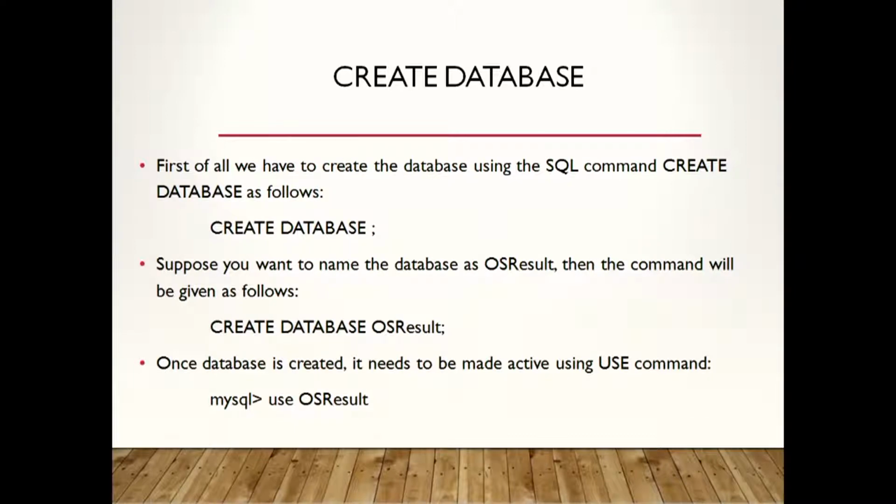Now suppose you want to name that database as OS result, then the command will be given as create database OS result and then a semicolon, as every command needs to be terminated by a semicolon. Now once this database is created, it needs to be made active. So how do we make a database active? We do it using the use command. So suppose you want to make active the OS result database, so you will write use OS result. So now the control will come to the OS result database.